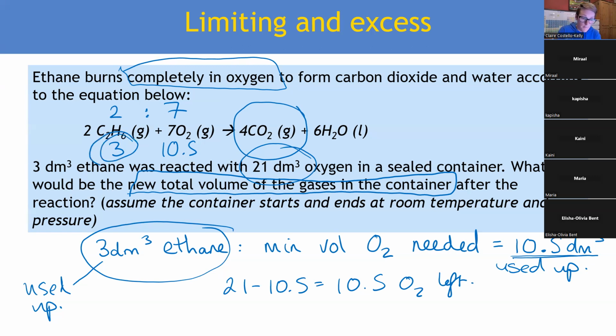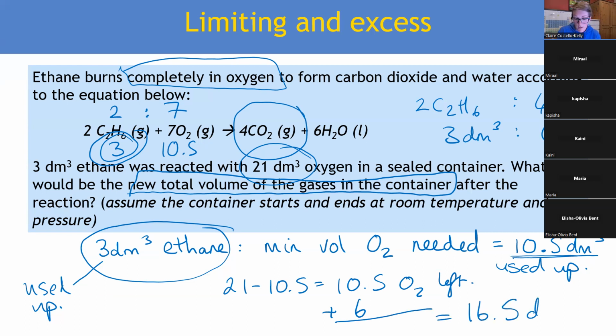So I start with 3. I'm going to use that one because that's the limiting one. That's ethane. I'll write this again. 2 moles of ethane makes 4 moles of CO2. So that's 3 moles of ethane will make 3 decimeter cubed, sorry, will make 6 decimeter cubed of CO2. I'm going to add 6, and that gives me a total final volume of 16.5 decimeter cubed.